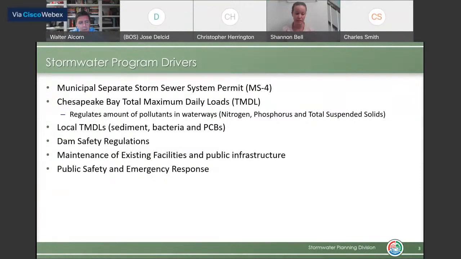We do these projects in order to meet the requirements that are set forth in the Clean Water Act, the MS4, which is the Municipal Separate Storm Sewer System Permit. We do them to help meet the Chesapeake Bay TMDL requirements. And we also do projects to maintain existing facilities and public infrastructure. We work on public safety and emergency response, and we also work on dam safety regulations. So just a little background on who we are.